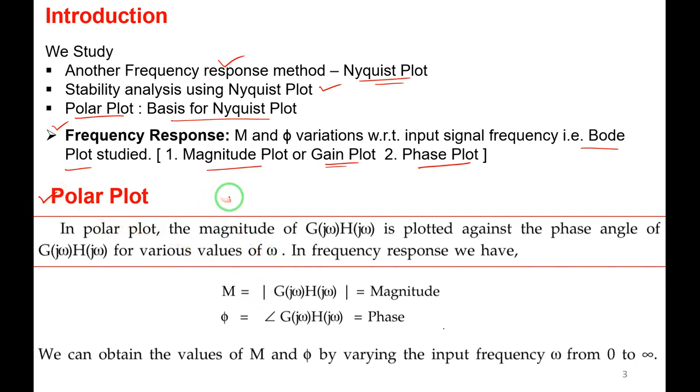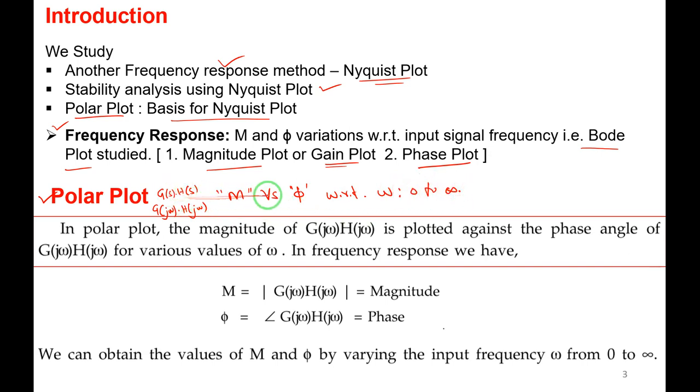Yes, here also magnitude is required, right? So we have the open loop transfer function G(s)H(s). We will convert it into the frequency domain, replacing s by j omega. This is the open loop transfer function G(j omega)H(j omega). We will calculate the magnitude and the phase phi. So in the polar plot, we take the magnitude versus the phase with respect to different frequencies, omega running from 0 to infinity, right?